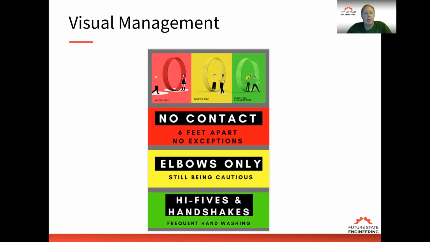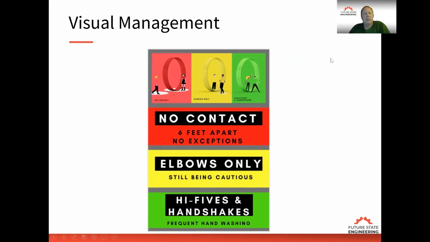If I'm wearing a yellow wristband, then elbow only contact. And if I'm wearing a green wristband, then I'm willing to do a handshake, but frequent hand washing is required. So this is a great visual management technique during this pandemic to communicate contact and how I want to be contacted using a color-coded system.